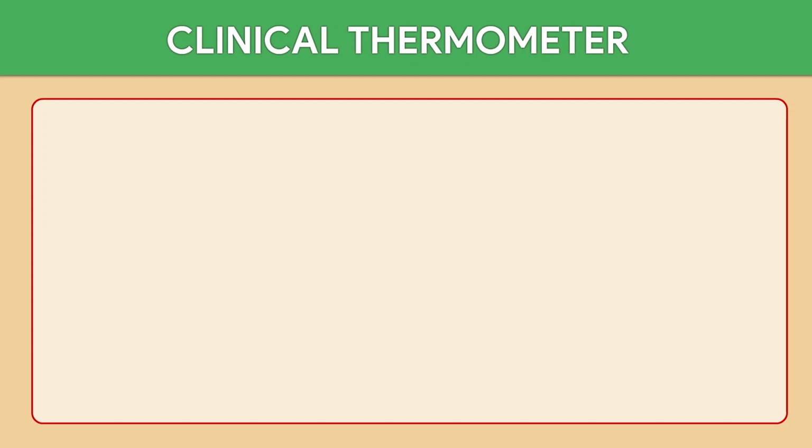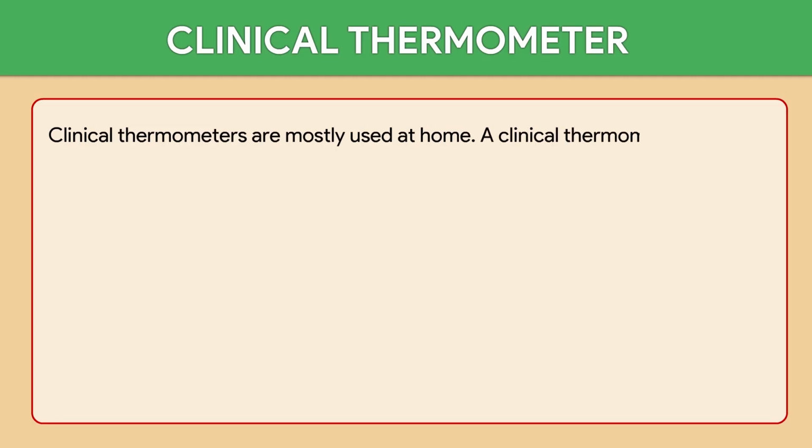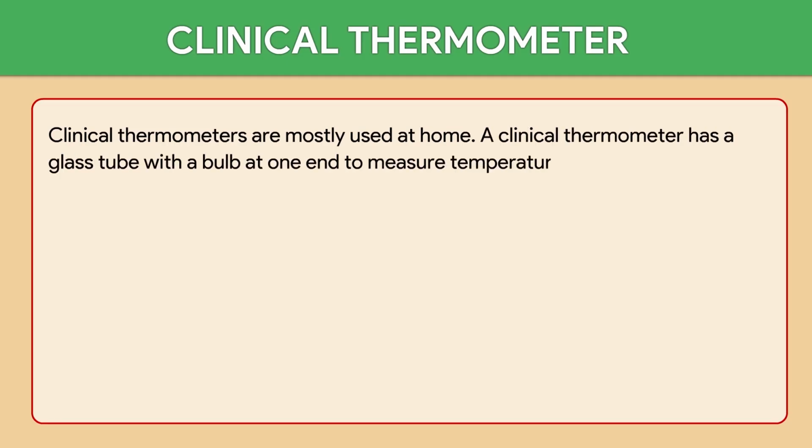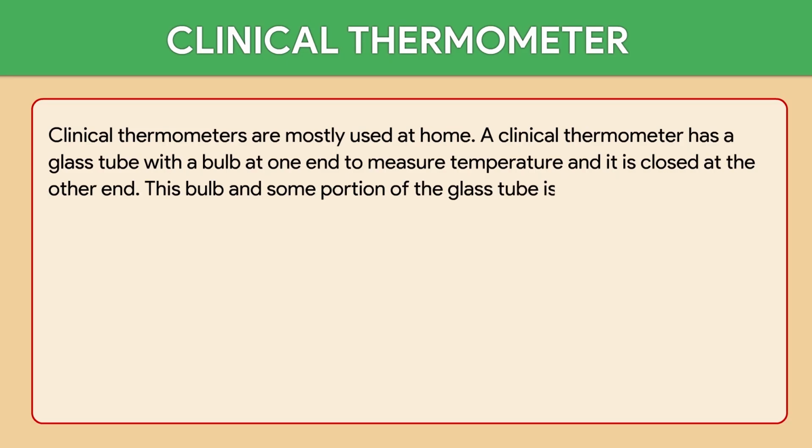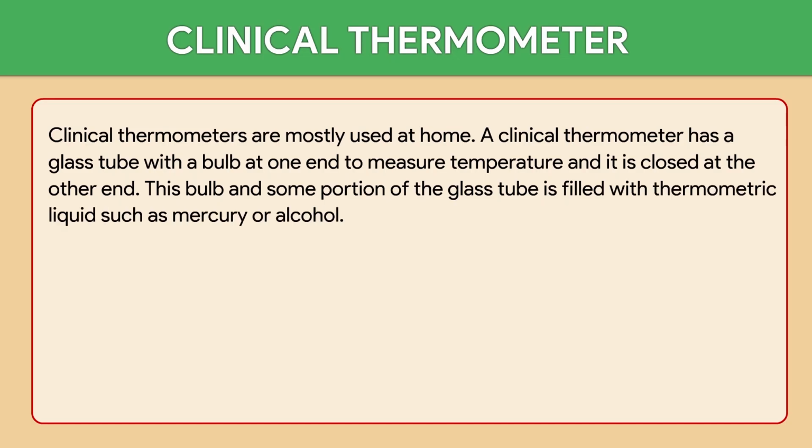Clinical thermometer. Clinical thermometers are mostly used at home. A clinical thermometer has a glass tube with a bulb at one end to measure temperature, and it is closed at the other end. This bulb and some portion of the glass tube is filled with thermometric liquid such as mercury or alcohol. The rest of the volume of the tube has vacuum in it.